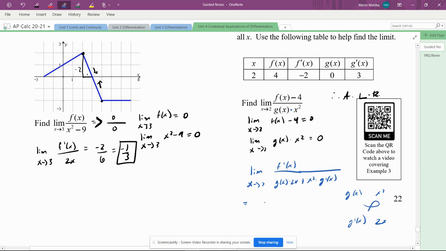So now we're looking at f prime of 2, which would be negative 2 over g of 2, which is 0, times 2 times 2, plus 2 squared. G prime at 2 is positive 3. So nice, this goes away. We end up with negative 2 over 4 times 3, which is 12, or negative 1 over 6. So we're going to say that this is equal to negative 1 over positive 6.